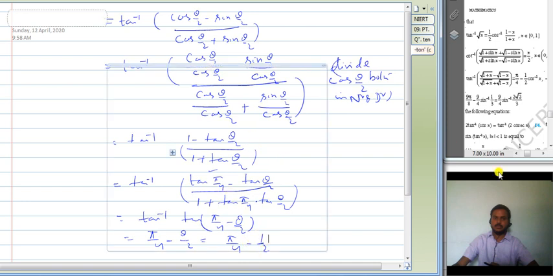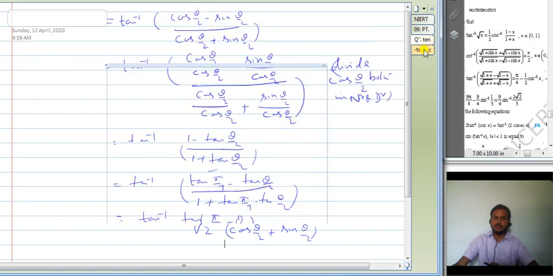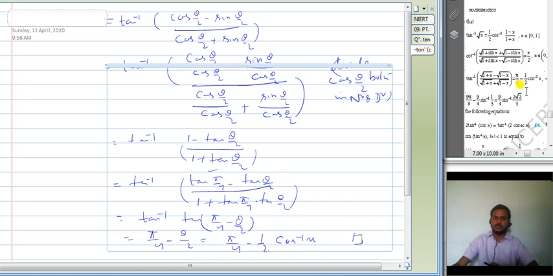Look at this. I have taken in the beginning cos theta equals x. So in place of theta, I can write cos inverse x. So I will conclude my answer with cos inverse x. This is the completion of my proof. The question was: tan inverse of this equals pi by 4 minus half of cos inverse x. So now the last question for today, I will solve it, and you try to understand that.